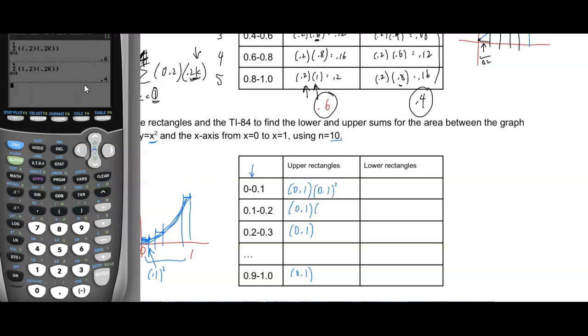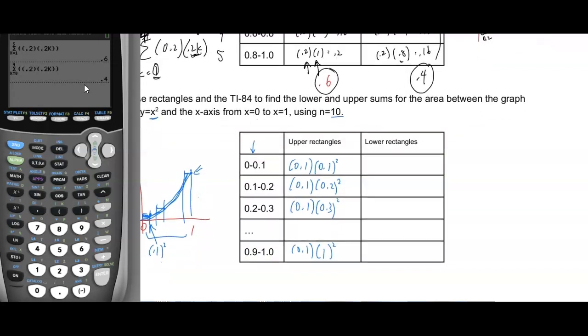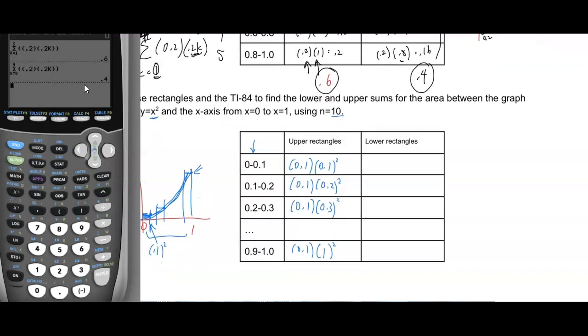Okay, and then for the second interval, it would be 0.2 squared. The third interval would be 0.3 squared, and the last interval would be 1 squared. Those would be the numbers that we would add up to find the upper rectangle estimate. For lower rectangles, the width would also always be 0.1 because we have taken our interval from 0 to 1 and divided it up into 10 intervals.